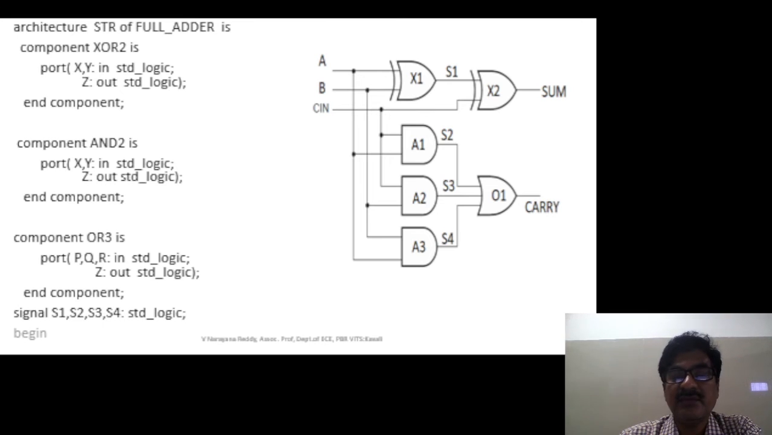Okay, then begin, that is architecture begin. So the declarative part is over. All declarations with reference to this logic diagram, all declarations we finished. 3 component declarations and 4 signals declared in the same statement. Okay, so after begin you have to write the concurrent statement.